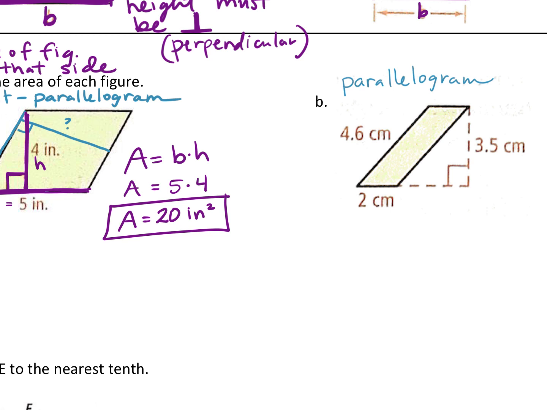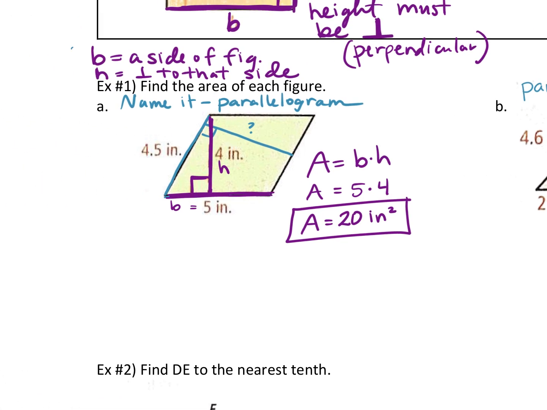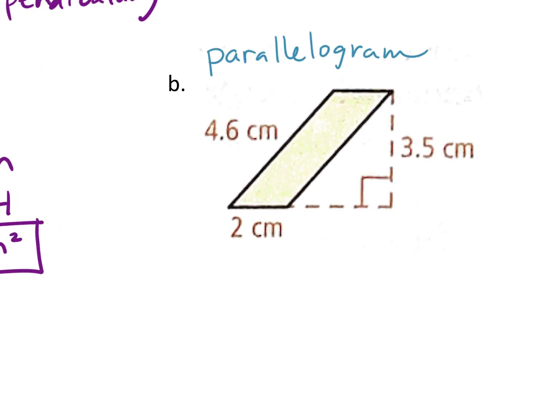What did I say about what B has to be? The letter B, the variable B. It has to be what? Not perpendicular. It has to be a side of the figure, okay? These are the sides of the figure, right? This, and this, and this, and this. So your B has to be one of those 4 lengths. Your H has to be perpendicular to one of those lengths.